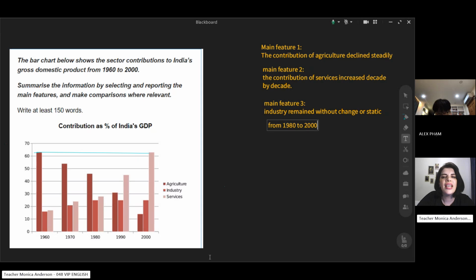Alex, there is a point here. I have 3 main features and I told you that we need to divide our main features into 2 groups so that we do not mix them, so that we can write better. How can I divide these 3 main features into 2 paragraphs, do you think?